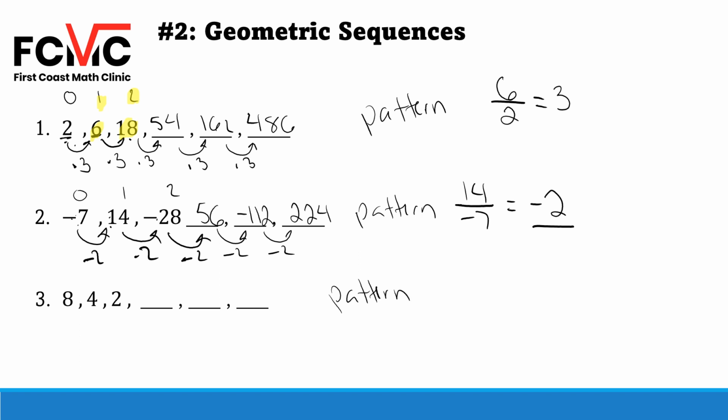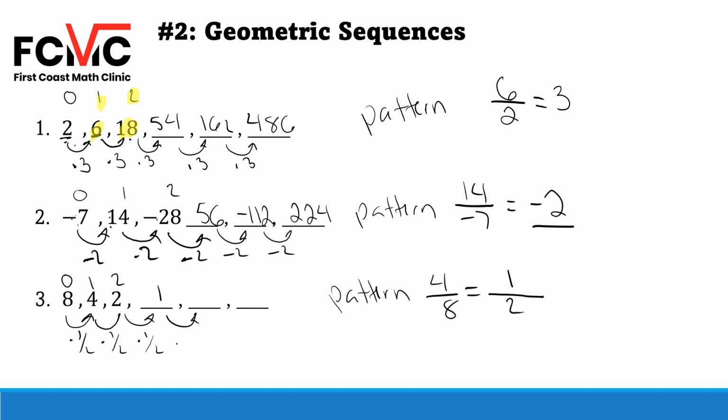For number 3, our pattern, so this is our 0th, first, and second. So I'm going to divide our first term, the 4, by our 0th, which is 8. And well, this doesn't divide out quite as nicely, but we get 4 over 8, which reduces to 1/2. So our pattern here is we're multiplying by 1/2. So times 1/2, times 1/2.